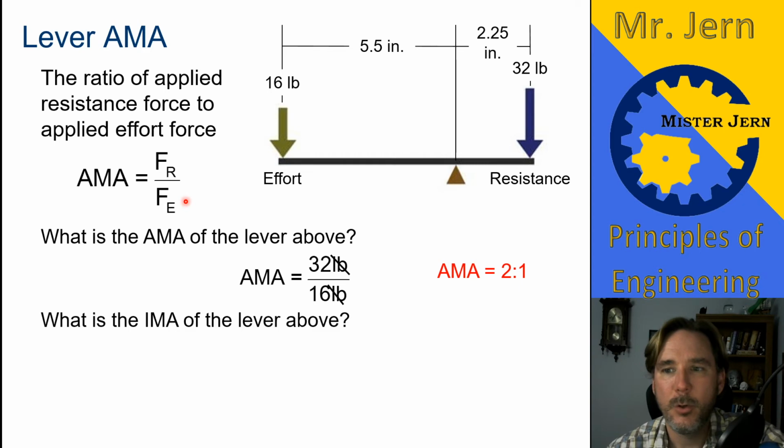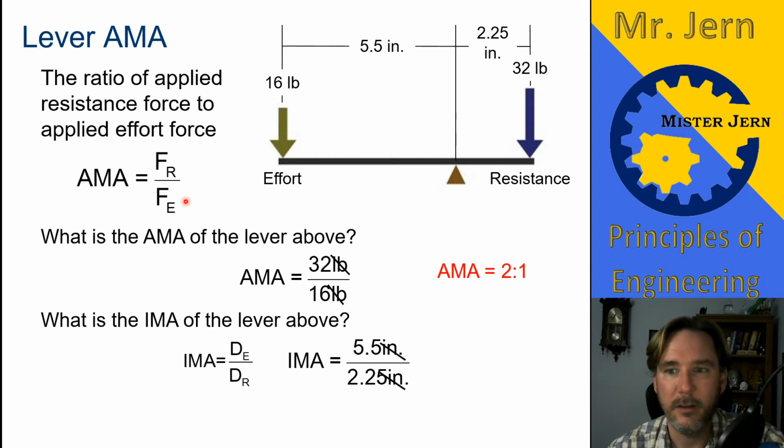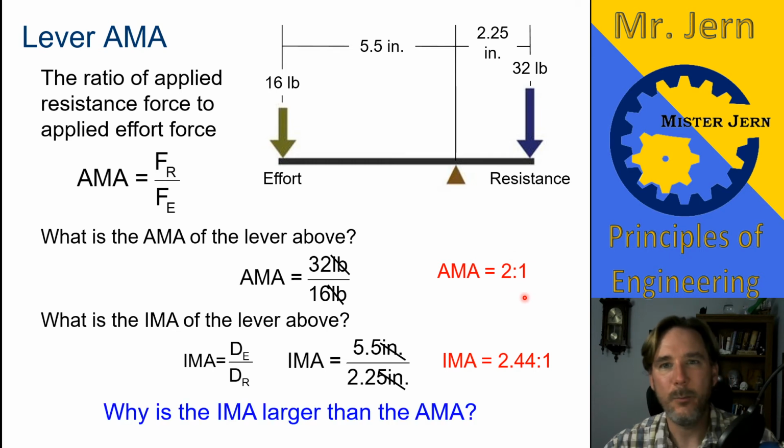Okay. So you remember the IMA? Well, it's just the effort distance divided by the resistance distance. So let's do that too. We take that, nice easy calculation. It just cancels out. We're left with a ratio. And our IMA, if there was no friction and nothing like that involved, our mechanical advantage would be 2.44 to 1. But with friction and all that junk involved, it turns out that our actual mechanical advantage is only 2 to 1. Why would they be different?